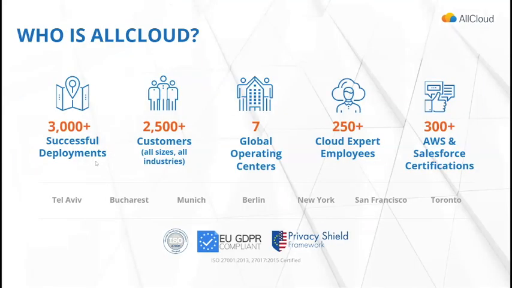Very quickly, an overview of AllCloud. AllCloud is a global cloud solution provider. We have 7 operating centers. We're headquartered out of Tel Aviv, Israel, or really Rosh Hashanah, which is very close. We have 2 locations in Germany, in Munich and in Berlin. We have an operating center in Bucharest, and we have 3 offices in North America, in Toronto, New York, and San Francisco.